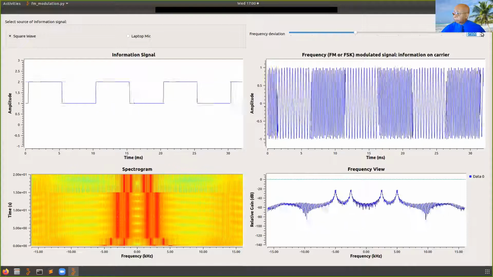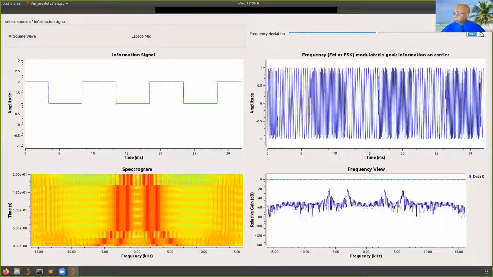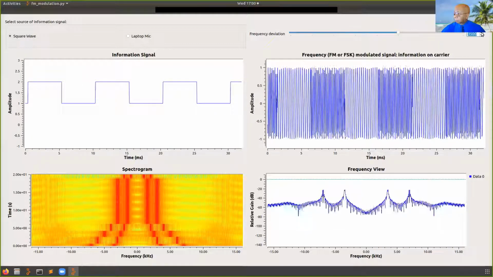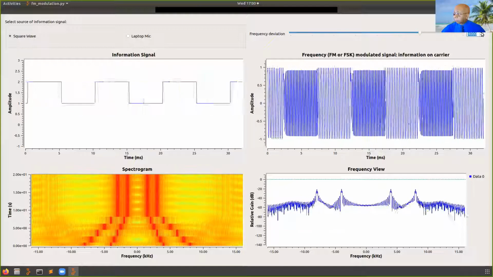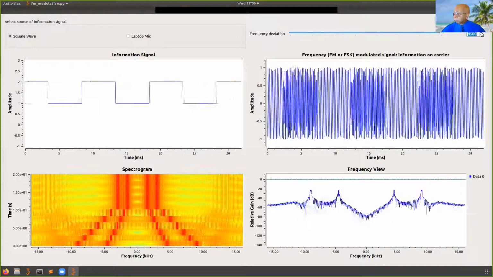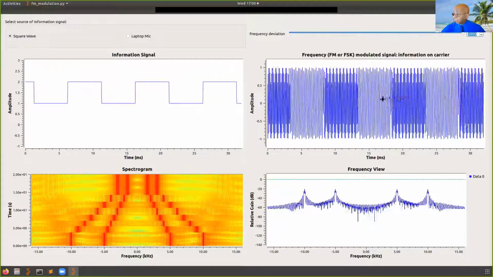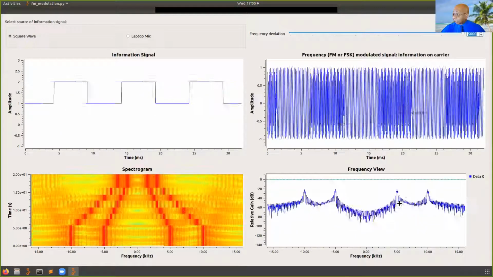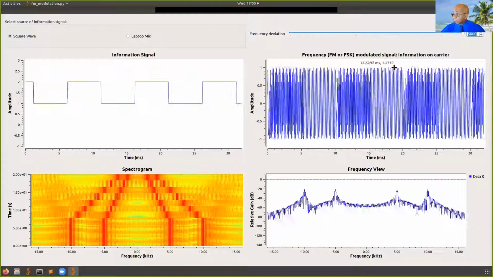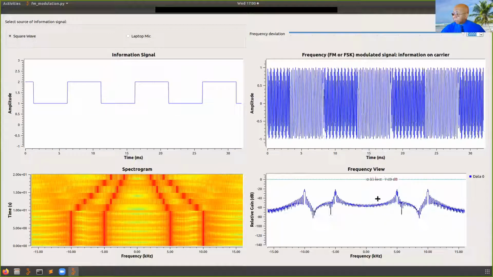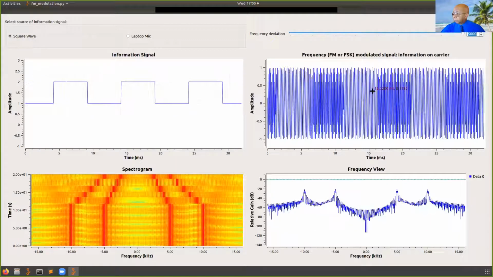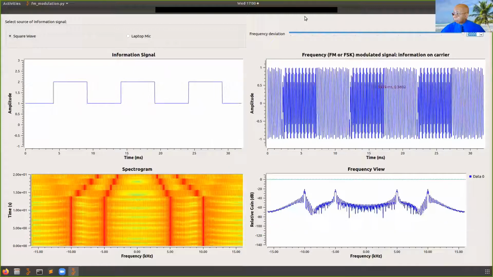Observe, keep observing. There, it's all the way across. Right now, you have to write the changes you observe that took place in the FM modulated signal and in the frequency view. You have to write it on your handout.